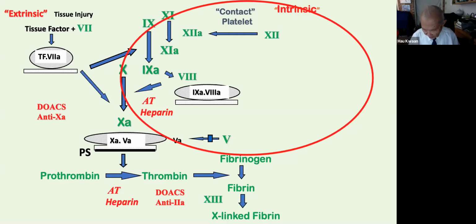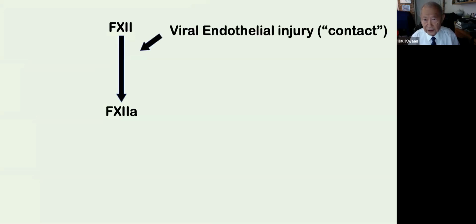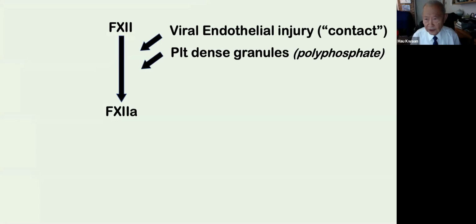And so how does it start? Well, factor 12 is activated by the injured endothelium. Normal endothelium is a non-wettable smooth surface. So with blood in contact with it, the coagulation or so-called contact pathway doesn't get started. But in here, the endothelium has been damaged by the virus. Secondly, the platelets are activated again in COVID-19, and the activated platelets release the dense granules which contain polyphosphate that can activate factor 12.